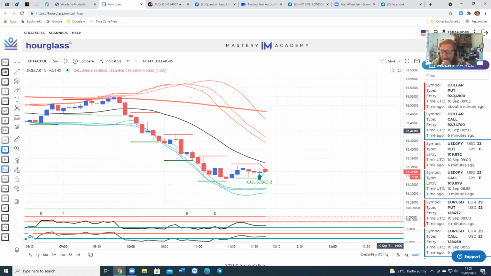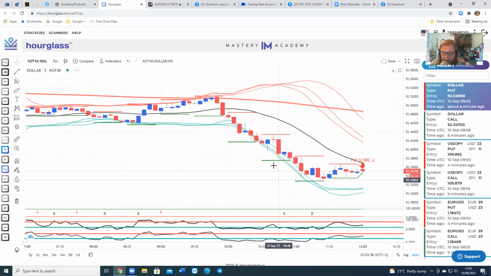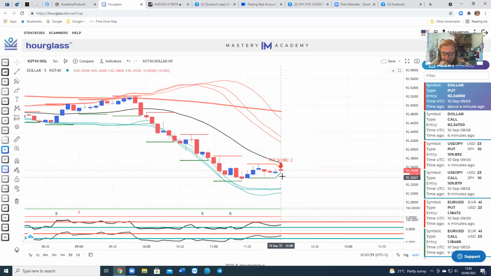And we certainly want the dollar to be a put. It's just hovering there, so we want this to carry on down. It might not come back up to that midline because it's drawn another red line there. So it is giving us a put.